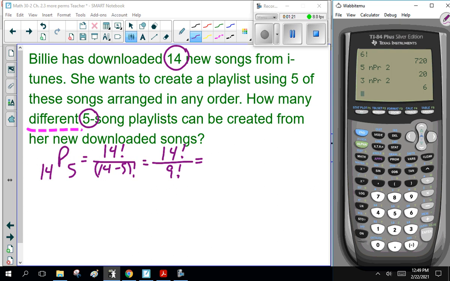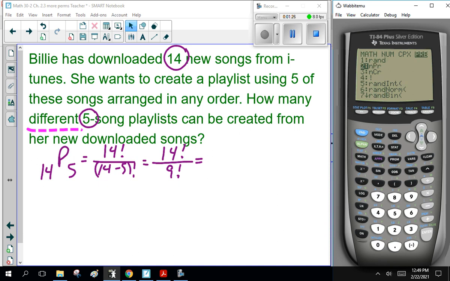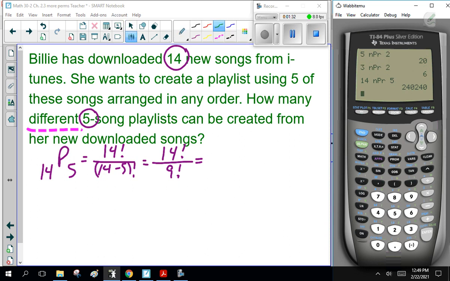So, 14, Math, nPr, 5, is 240,240. Please, please, please, as we're doing this, check my work as we go along, because it's so easy to make a mistake, and your calculator may be set up a little differently, so you need to know how to do this. Okay?